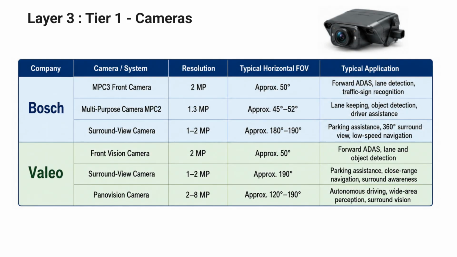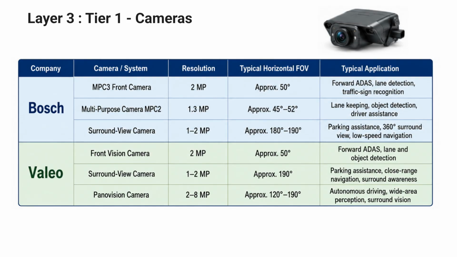This slide compares representative automotive navigation camera systems from Bosch and Valeo, two major Tier 1 suppliers to the global vehicle industry. Bosch offers front-facing systems such as the MPC3 and MPC2, which support applications including lane detection, traffic sign recognition, object detection, and driver assistance. Its surround view cameras provide much wider coverage for parking and low-speed navigation.